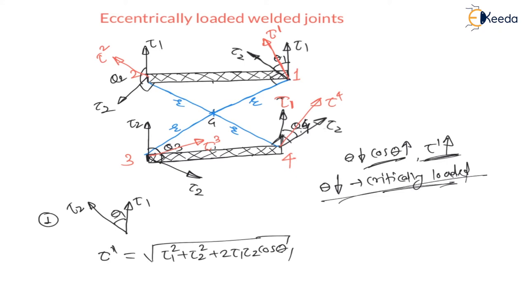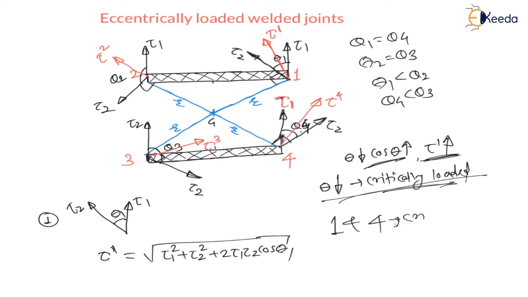Now for corner 1 and corner 4, theta is minimum. We can say theta 1 is equal to theta 4 due to symmetry, and theta 2 is equal to theta 3 due to symmetry. But theta 1 is less than theta 2, that is, theta 4 is less than theta 3. Therefore, corner 1 and corner 4 are critically loaded.